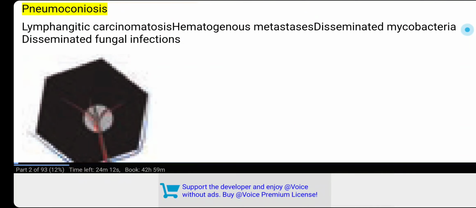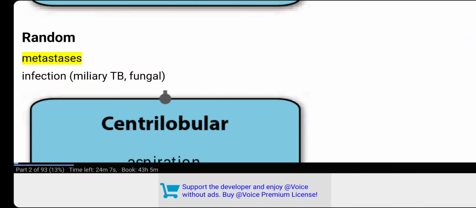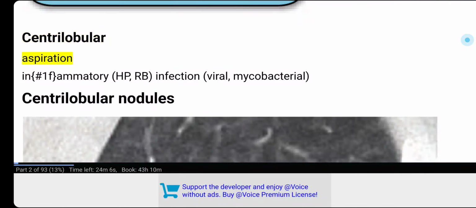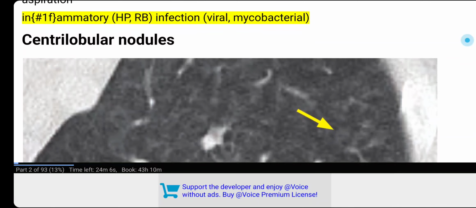Sarcoidosis, pneumoconiosis, lymphangitic carcinomatosis, hematogenous metastasis, disseminated mycobacteria, disseminated fungal infections. Patterns. Random: metastasis, infection, miliary TB, fungal. Centrilobular: aspiration, inflammatory, HP, RB, infection, viral, mycobacterial.